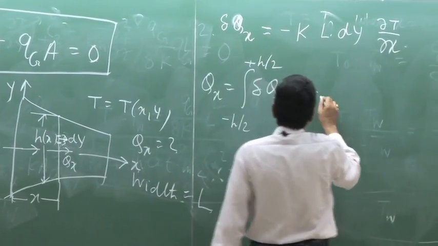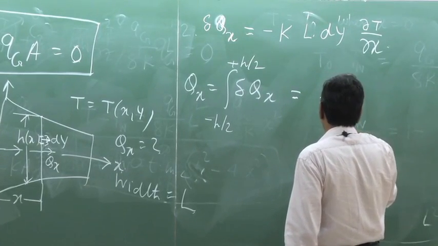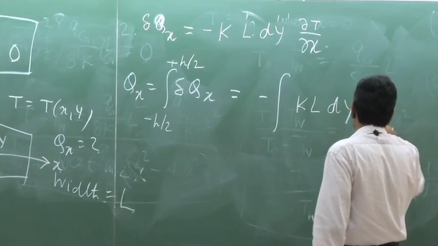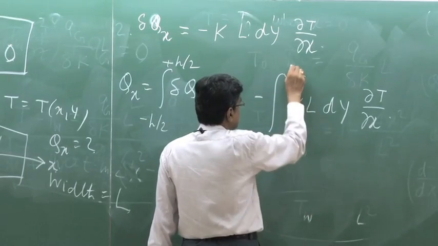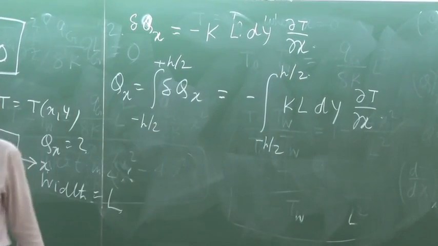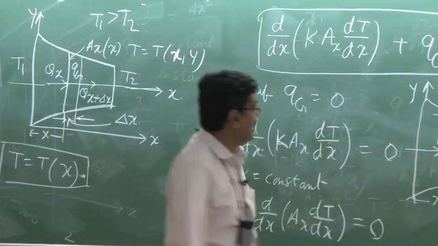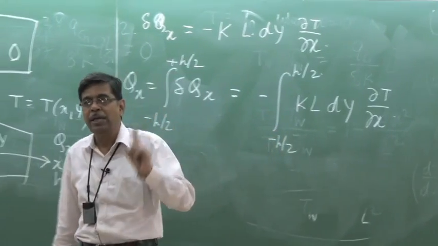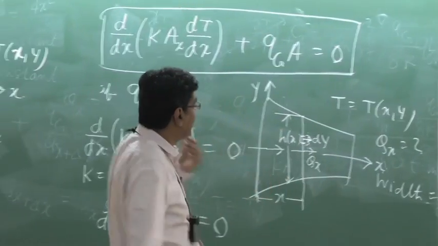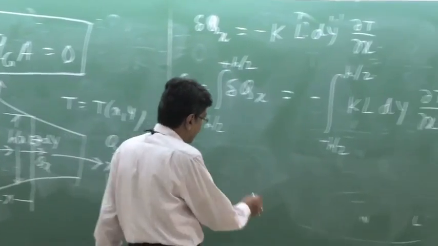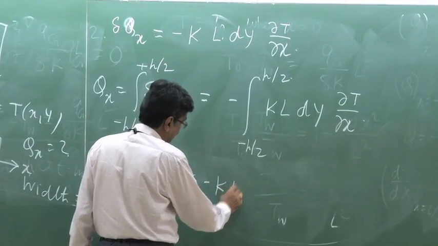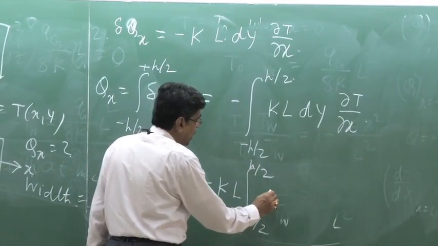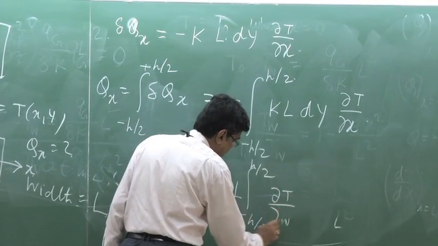What we do? We do this one, minus integration of K L dy del T/del x from minus h/2 to plus h/2. Clear? L is the width in this direction. Now, if we consider K not to be a function of y, only T is a function of y. K may be a function of x, may not be a function of x. Rather, I take K out, minus K L, then minus h/2 to plus h/2 del T/del x dy.